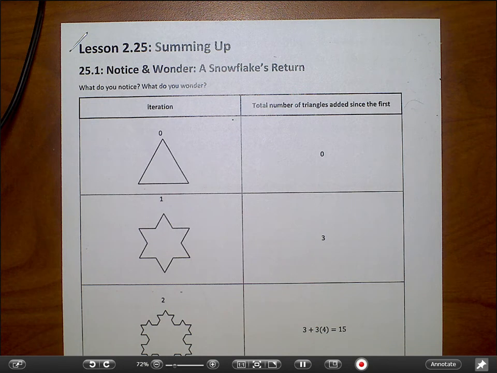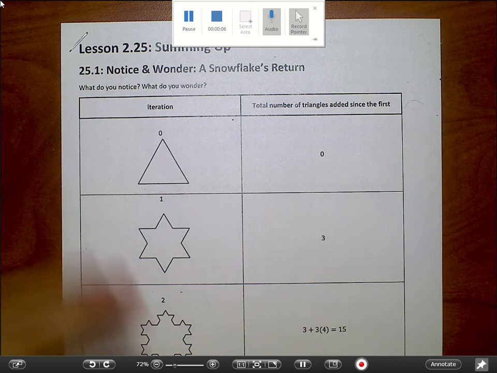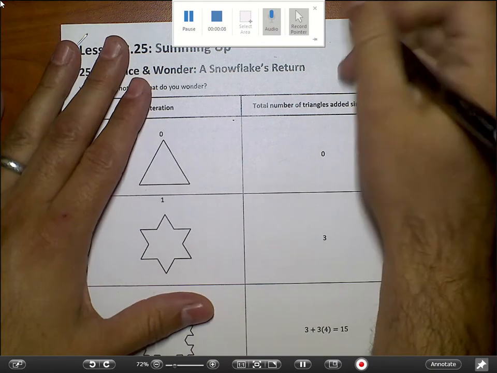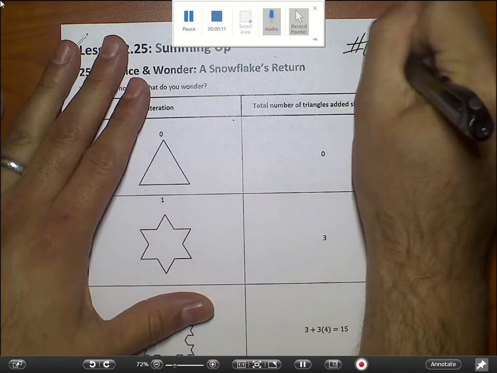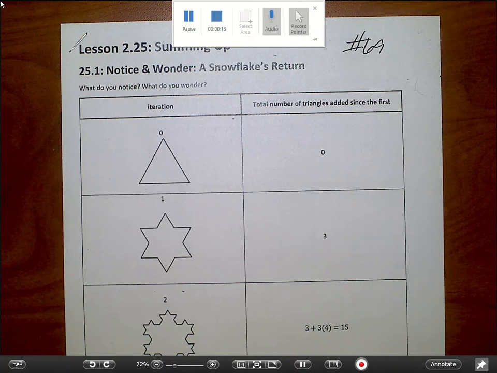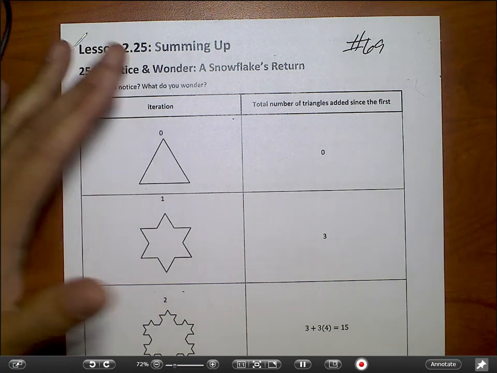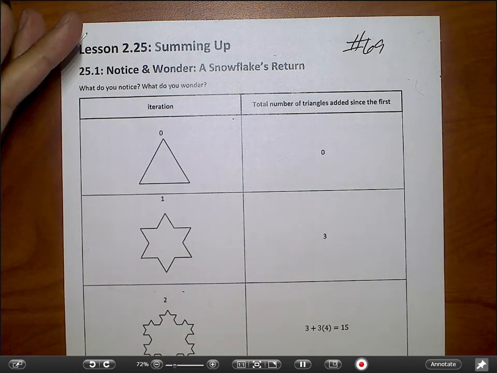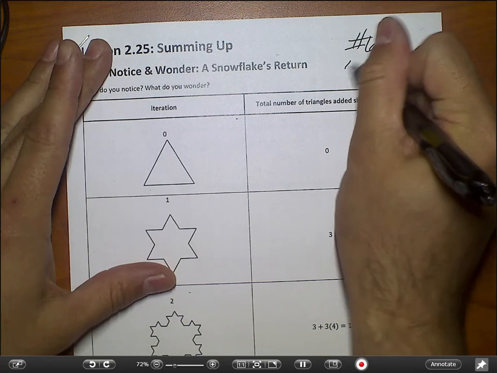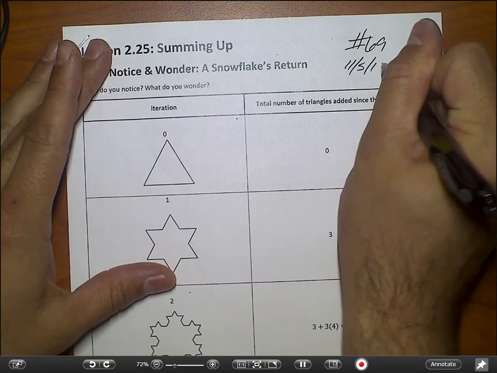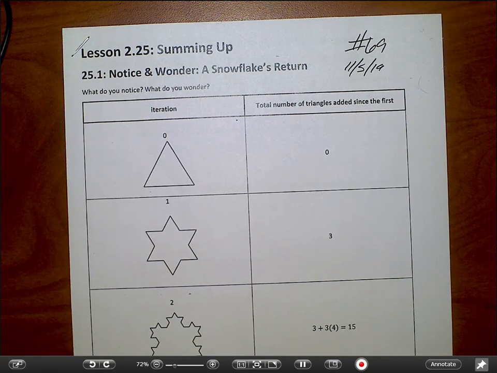Okay, so now on this one right here, we're starting off with, what did I say, hashtag 69? So in my interactive notebook, this is going to be page 69. So today's date, what is today? The 5th? So 11/5/19.